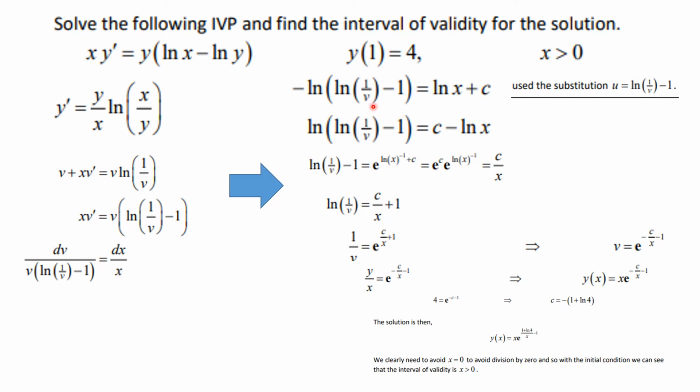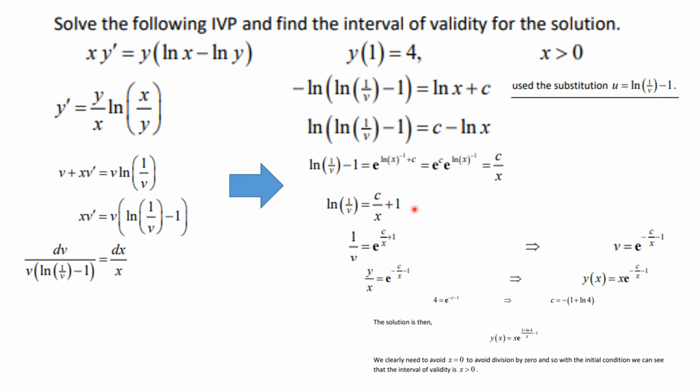Now we're going to integrate both sides, and here we're using a substitution. U is equal to the natural logarithm of 1 over v minus 1. We get this. We move the minus sign to the other side, and we're working to solve for v. So what we're going to do is exponentiate both sides once. We're going to be very generous with our constant. We'll change the constant, but just still call it c. So e to the c is the new c.